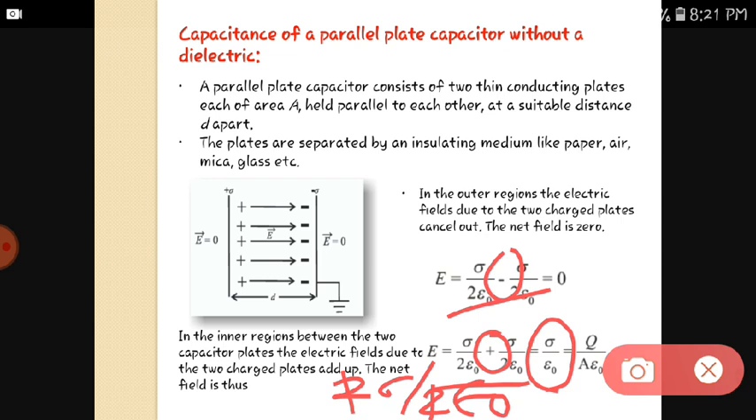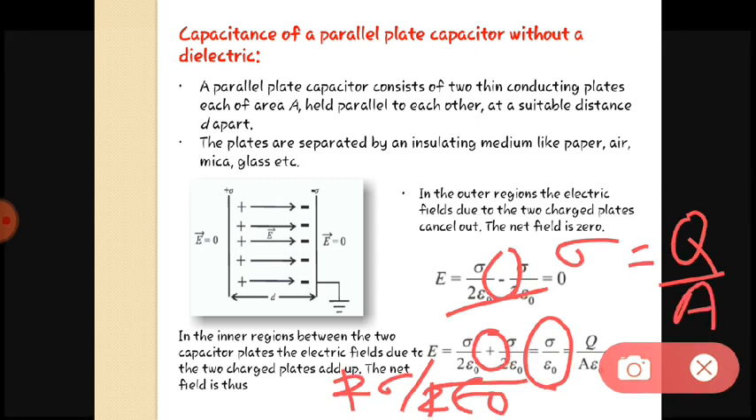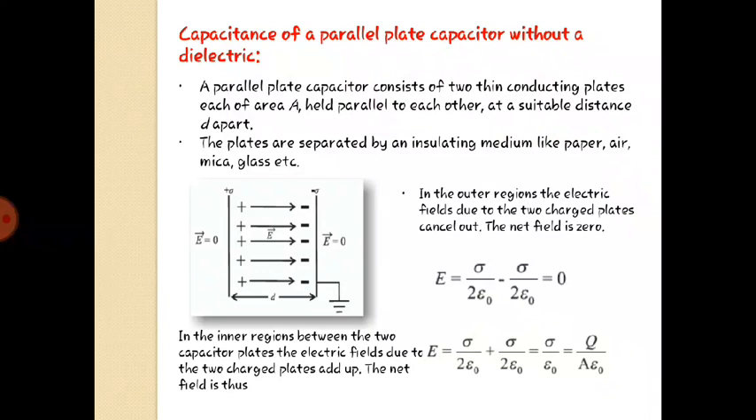But what is sigma? Sigma is surface charge density, and it is given by Q divided by A. So we have written another form of this equation as E is given by Q upon A epsilon 0. So this is nothing but the electric field intensity that we got when no dielectric medium is there.